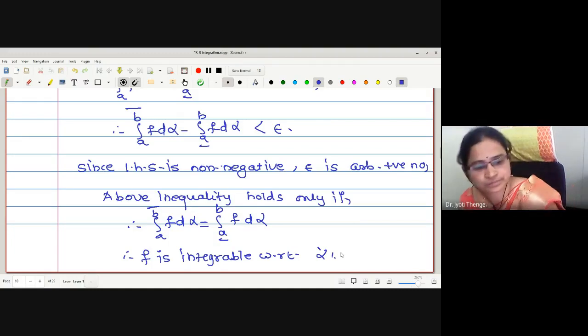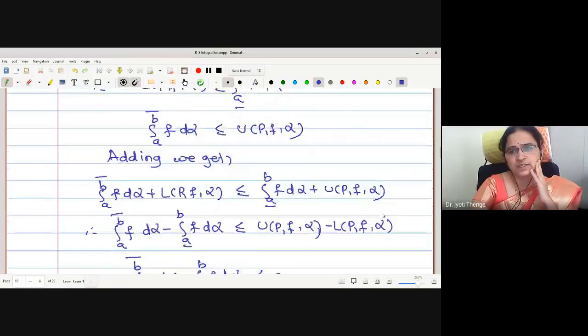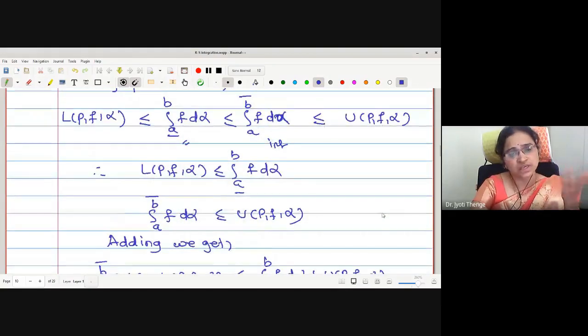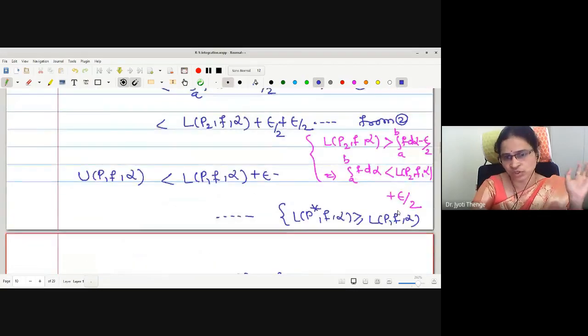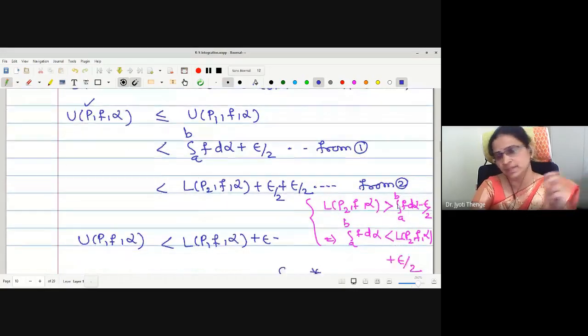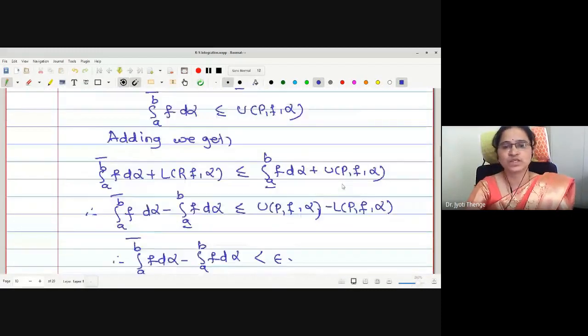Any doubt? This is the proof of all the theorems. For your exam, there may be a possibility to ask the Darboux theorem also for Riemann-Stieltjes integration. What corresponding changes can you make? You can do the corresponding changes, as I have shown in the condition of integrability in the previous theorem as well.